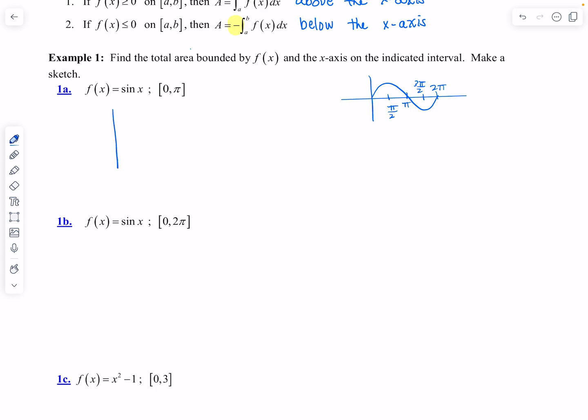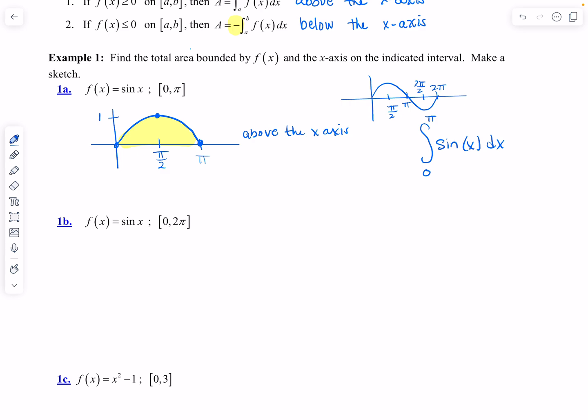So if I draw just that piece of it, I get this, this, and that. Okay, so I have a curve here, and I'm taking the area under the curve, so I'm looking for this. We see that it's above the x-axis. So if it's above the x-axis, I just integrate from 0 to pi. That's my lower to upper limits. I'm integrating sine x dx.